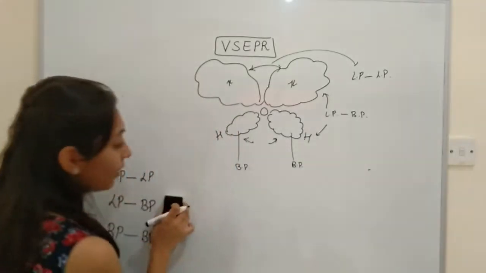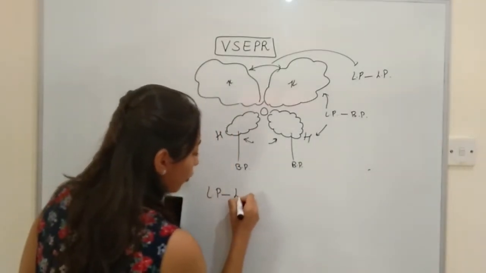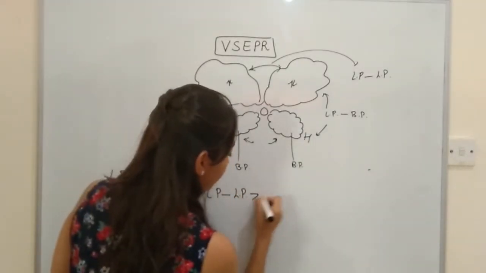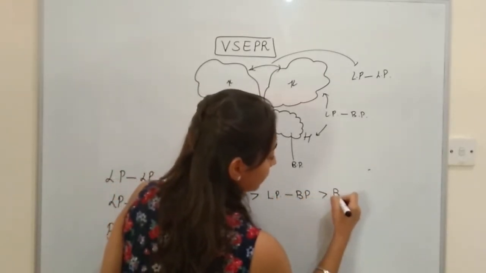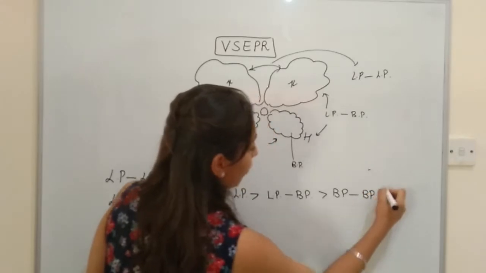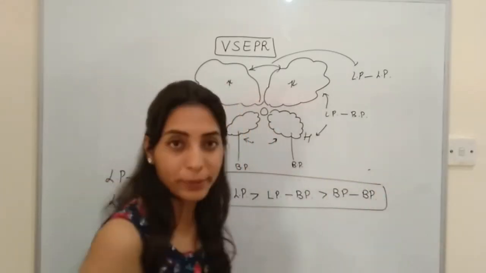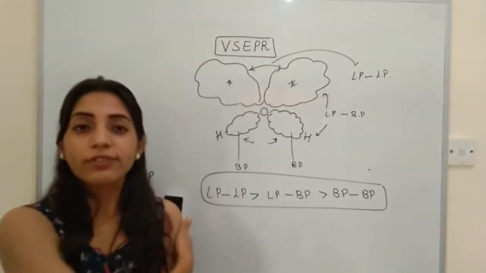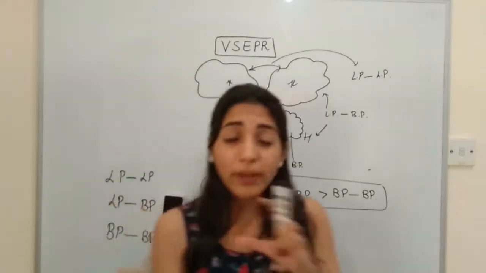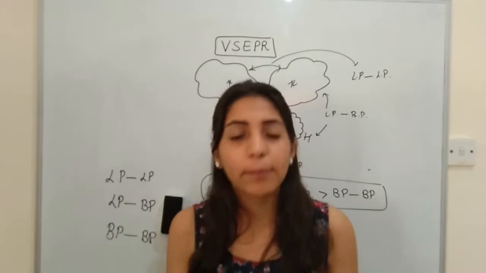So the statement that we got is: lone pair-lone pair repulsion is greater than lone pair-bond pair repulsion, which is greater than bond pair-bond pair repulsion. Okay, so this is what is explained by the VSEPR theory, that the repulsions between lone pairs will be maximum.